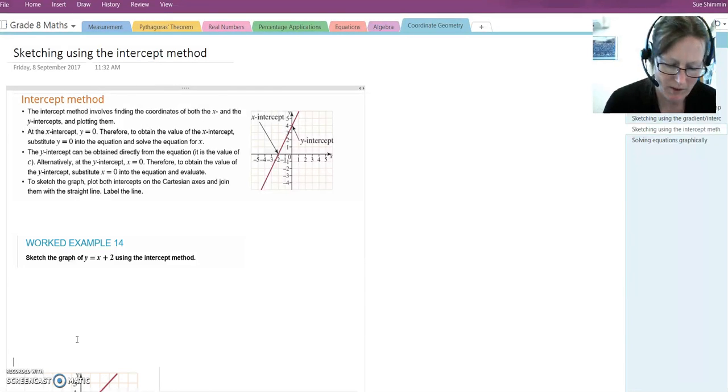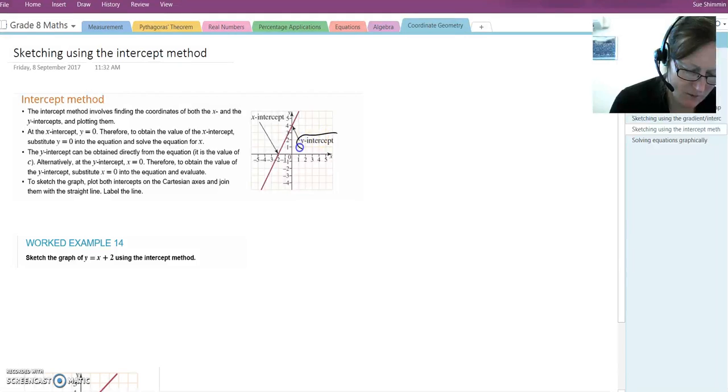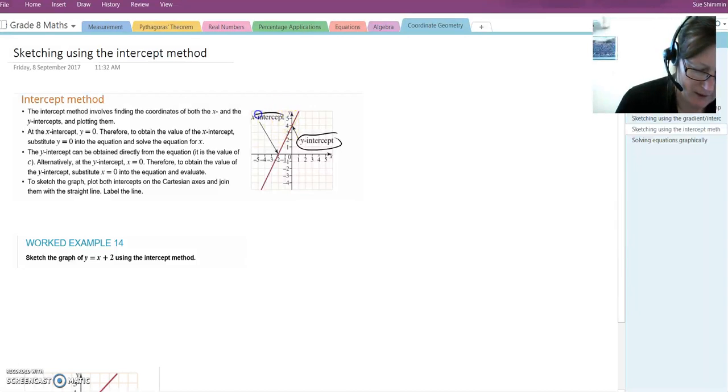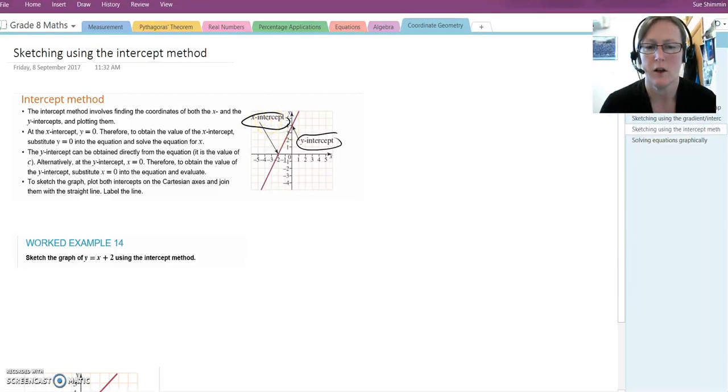Now, we've already talked about the Y intercept. You can see the Y intercept indicated here. The Y intercept is where the line crosses the Y axis. So we haven't talked about the X intercept, but the X intercept is where the line crosses the X axis.